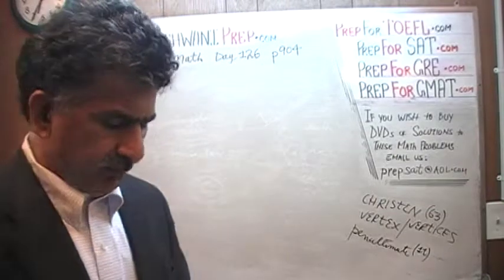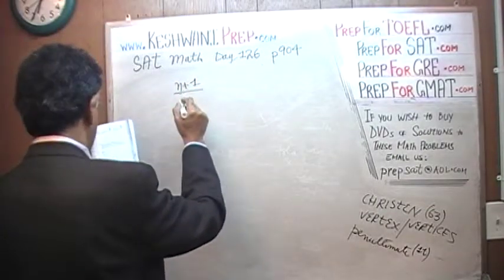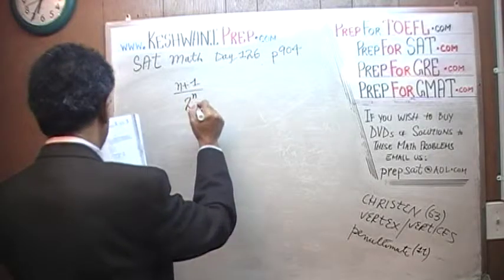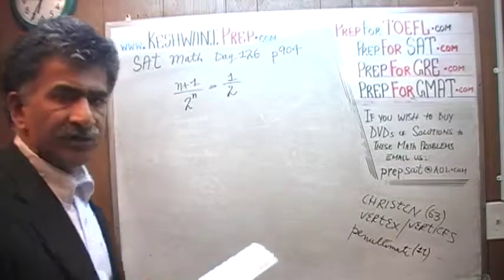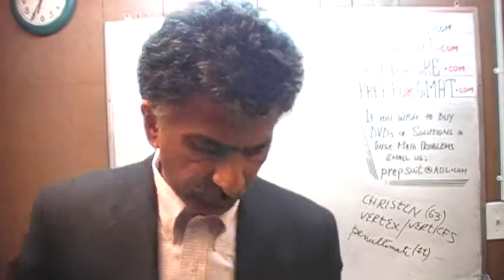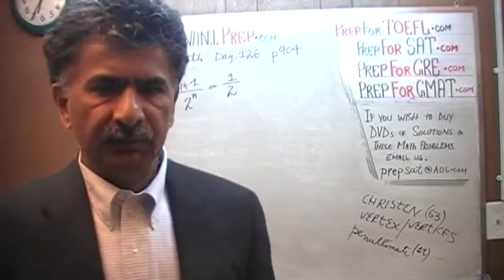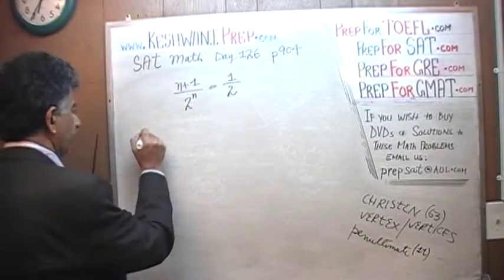If n is a positive integer and (n plus 1) over 2 raised to n equals 1/2, we are told, then how much is n? They're simply asking us how much is n. And they gave us 5 choices here, 1, 2, 3, 4, 5. Just plug them in and see what happens. Let's start with 1.